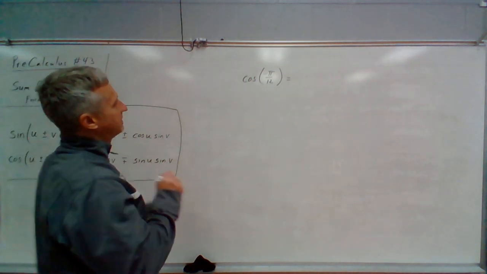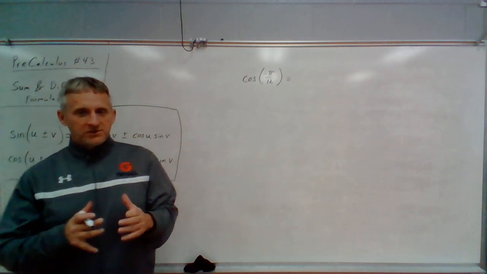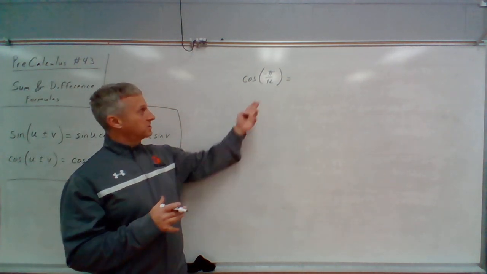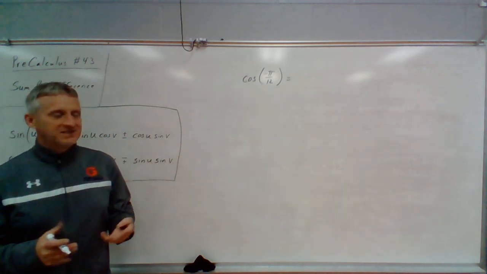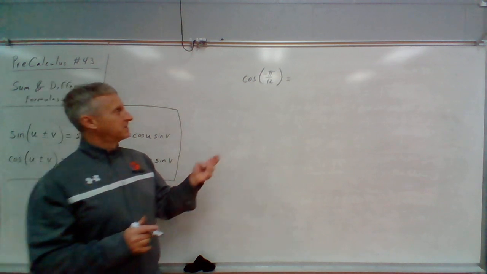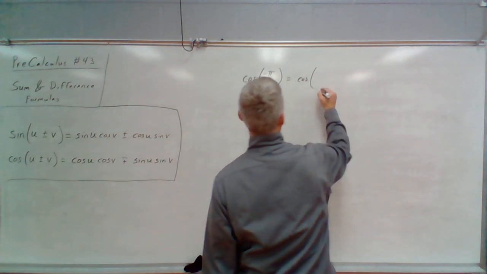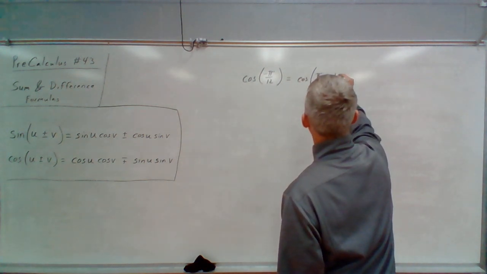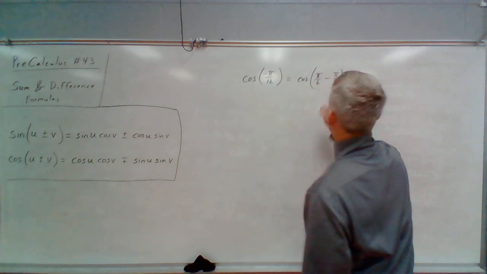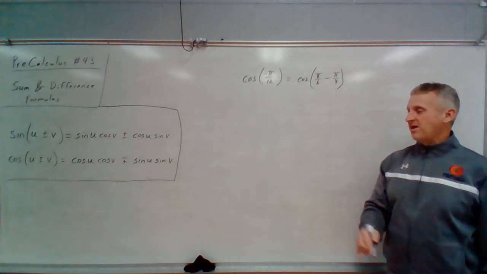All right, let's try another one. Let's do cosine of negative pi over 12. Okay, so one thing you could do if you would rather work in degrees is change negative pi over 12 into degrees and then work from there. Maybe that's easier. But let's go ahead and do it with radians. So I can rewrite this as the cosine of pi over 6 minus pi over 4. Pi over 6 minus pi over 4 is negative pi over 12.